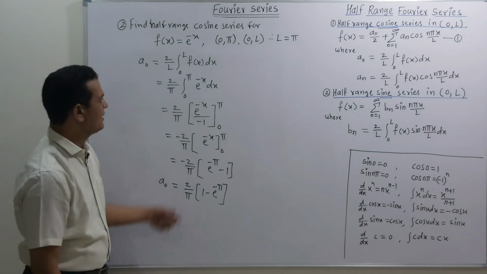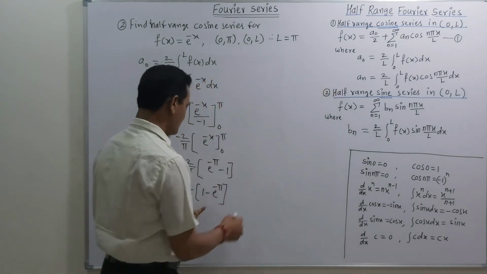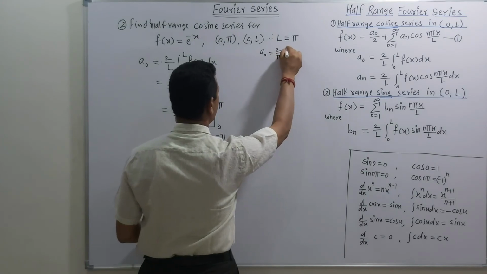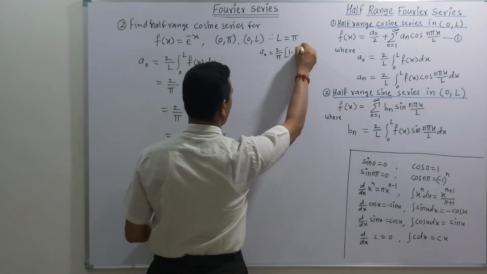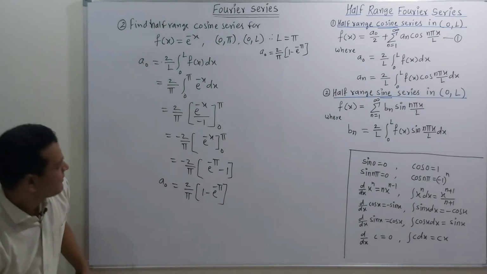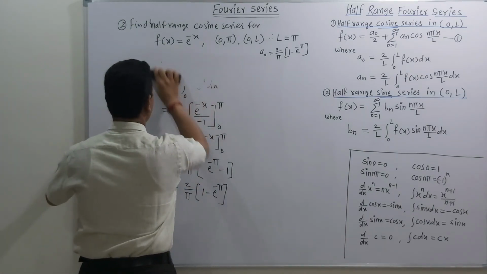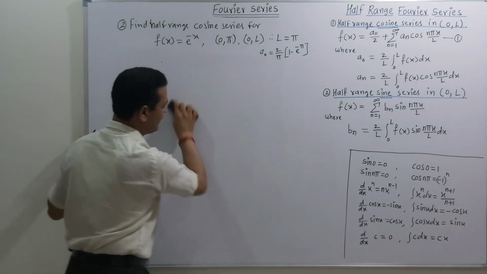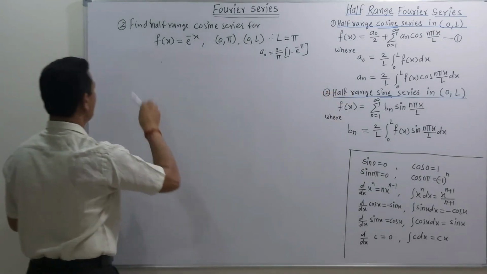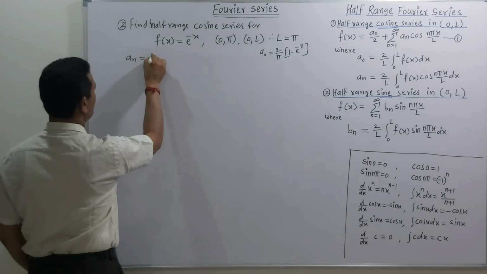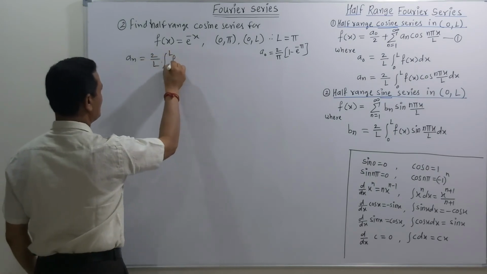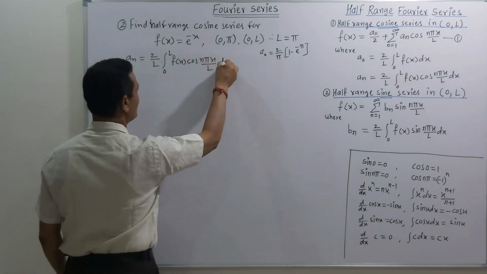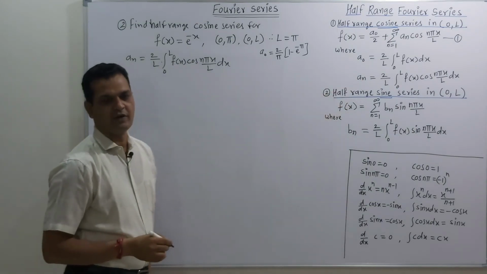So after finding the first coefficient, let's find the value of the second coefficient. For substitution purposes, I will write the value of a naught here, which is 2 upon pi times 1 minus e raised to minus pi. The second coefficient is denoted by a n, and a n is defined by this equation. So we can write a n is equal to 2 upon l integration 0 to l f of x cos of n pi x upon l into dx. This is according to the definition of a n.